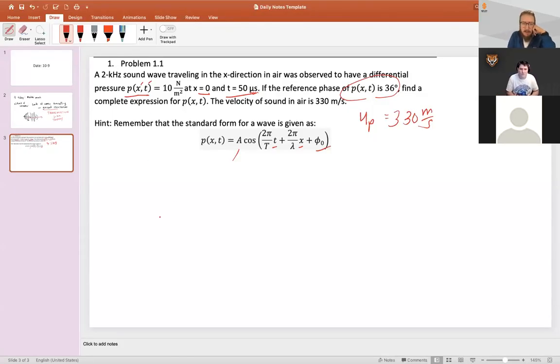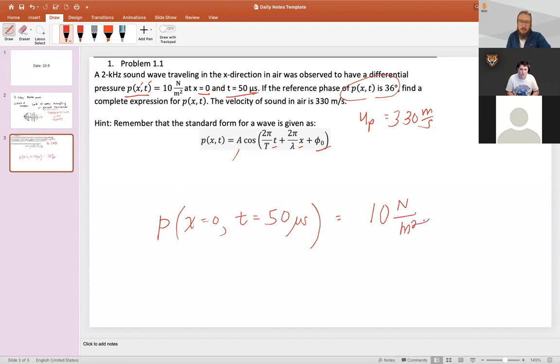So we have A is the amplitude, 10 newtons per meter squared. Okay, so is the amplitude going to be 10? What this sentence means is, we have a pressure at x equals 0, t equals 50 microseconds, equal to 10 newtons per meter squared. So does that mean that A is 10? It means at those values, this is equal to 10.